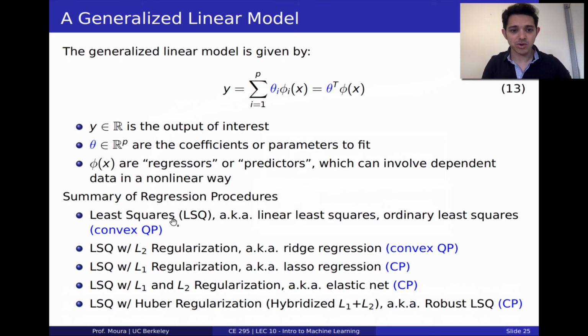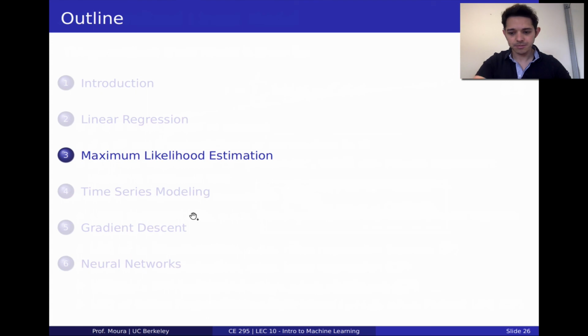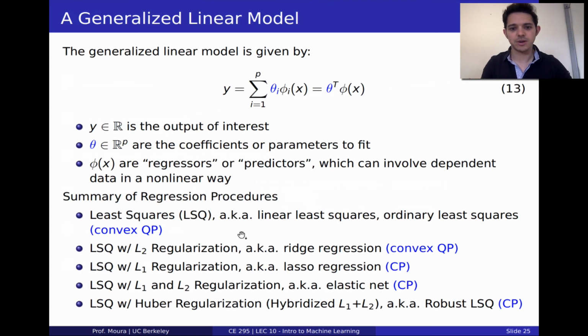So the summary of the regression procedures is you can use just ordinary least squares, LSQ, also known as linear least squares or ordinary least squares, and it turns out from an optimization perspective, that's a convex quadratic program. You can use least squares with L2 regularization, that's also known as ridge regression, in the jargon of computer science and scikit-learn. This also turns out to be a convex QP, very cool.